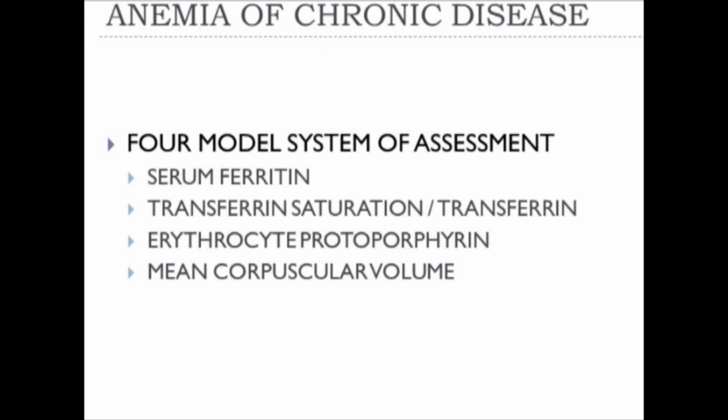Anemia of chronic disease is important because it shows up in a lot of hospitalized patients. There's a four-model system of assessment consisting of serum ferritin, transferrin saturation or transferrin, erythrocyte protoporphyrin, and mean corpuscular volume, MCV. These four markers are useful in helping to discern if there's iron deficiency anemia taking place or not. On a worldwide basis, anemia of chronic disease is the second most common anemia, and specifically within hospitals, medical, and surgical settings, this form of anemia is certainly the most common.